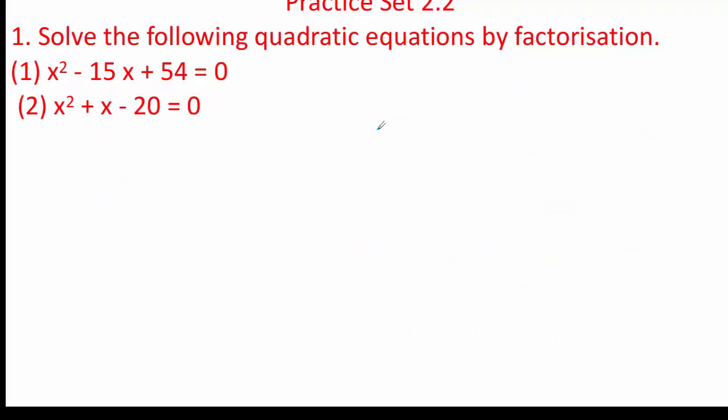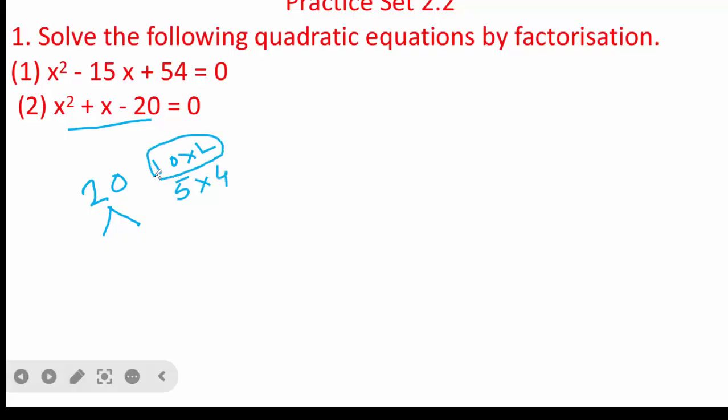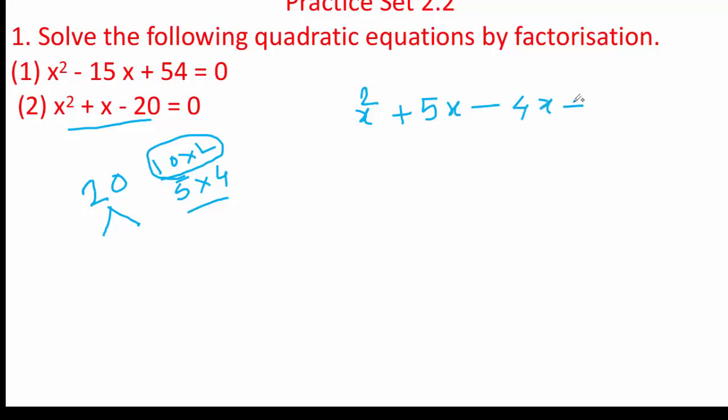Second equation is x square plus x minus 20. As 20 has a minus sign, I shall factorize 20 in such a way that their difference is 1. 20 has factors 10 into 2, 5 into 4. But difference of 10 and 2 is not 1. Therefore, I shall not consider this pair. Difference of 5 and 4 is 1. Therefore, I shall consider this pair. And I shall write the given equation in the form of x square plus 1x can be written as 5x minus 4x minus 20 equal to 0.